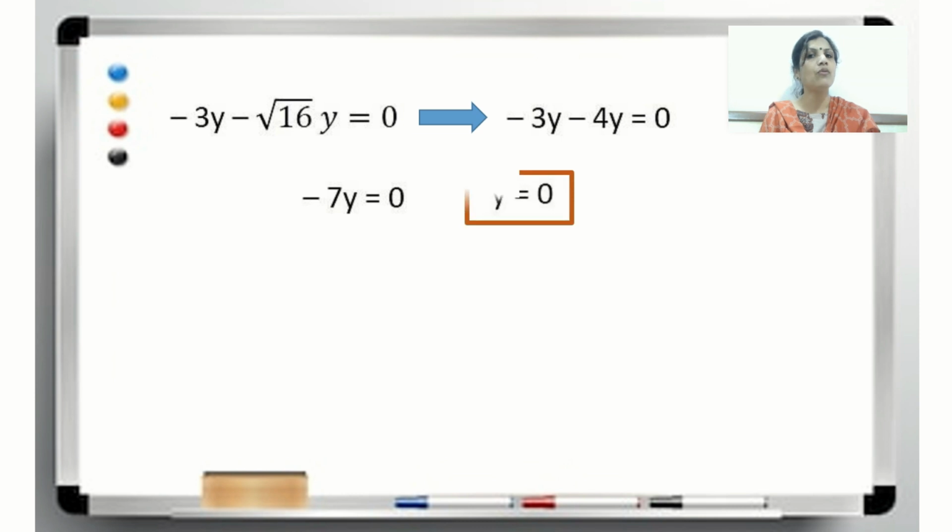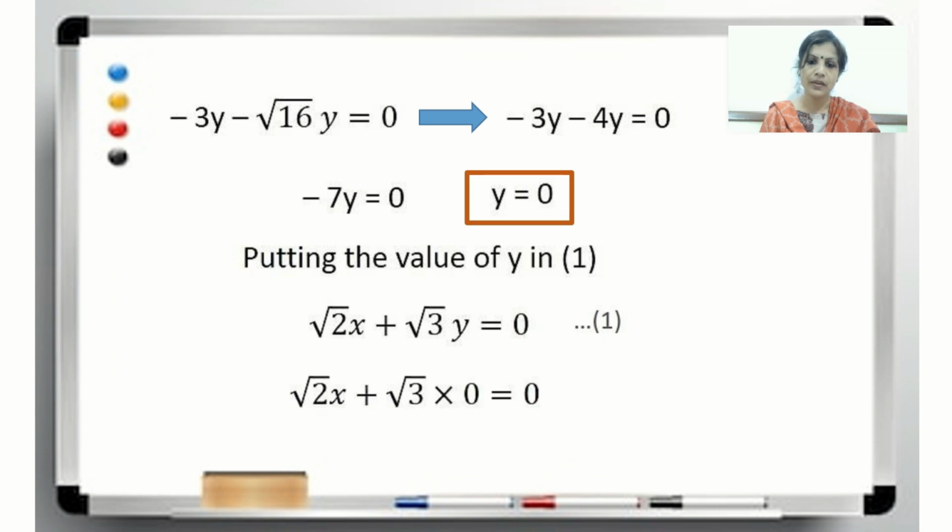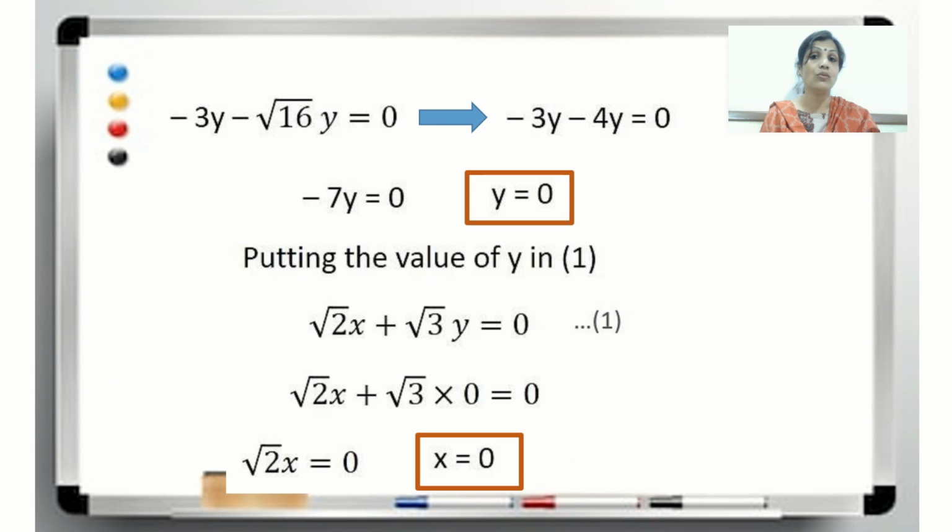So what will be the value of y? y will be 0. Now put this value of y in any of the equations to get the value of x. So what do we do? We'll substitute the value of y in equation 1. But what is our equation 1? It is √2x + √3y = 0. Put y = 0 here. So we get √2x + √3 into 0 = 0. √3 into 0 will be 0. So √2x is equal to 0, and so x is also 0.